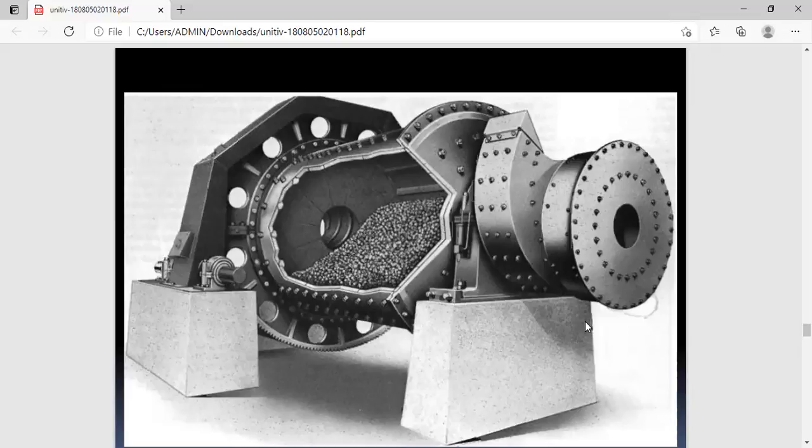So how do we see that the size is achieved? The output is taken to a classifier. The classifier acts similar to a screen, where the oversize is sent back to the ball mill, and the undersize is the final product. So undersize is taken for further processing, whether it is flotation or some other process, and the oversize is given back into the ball mill for reduction of the size.